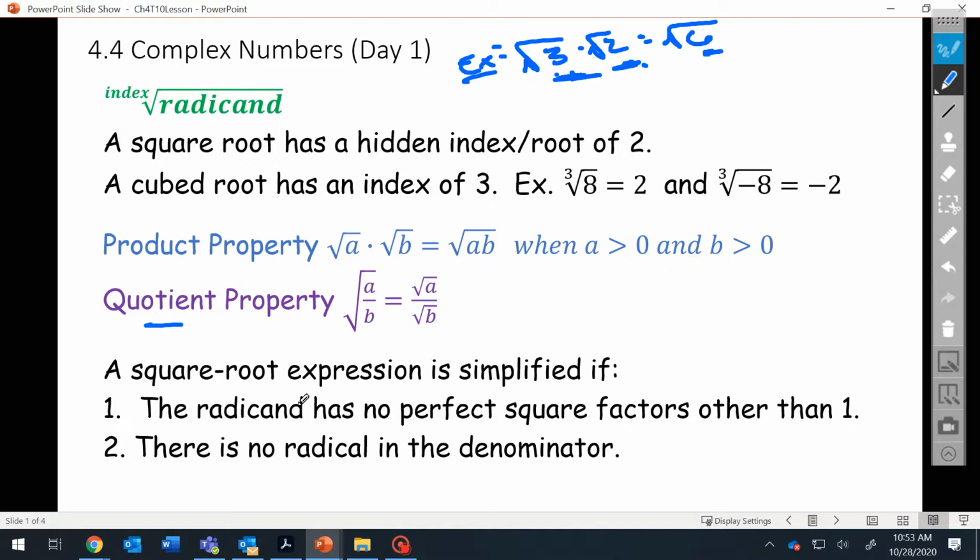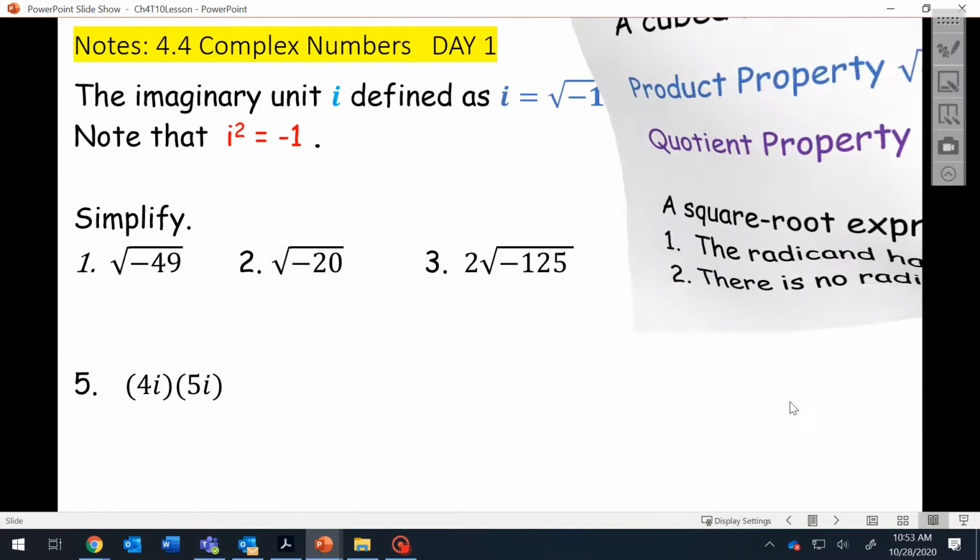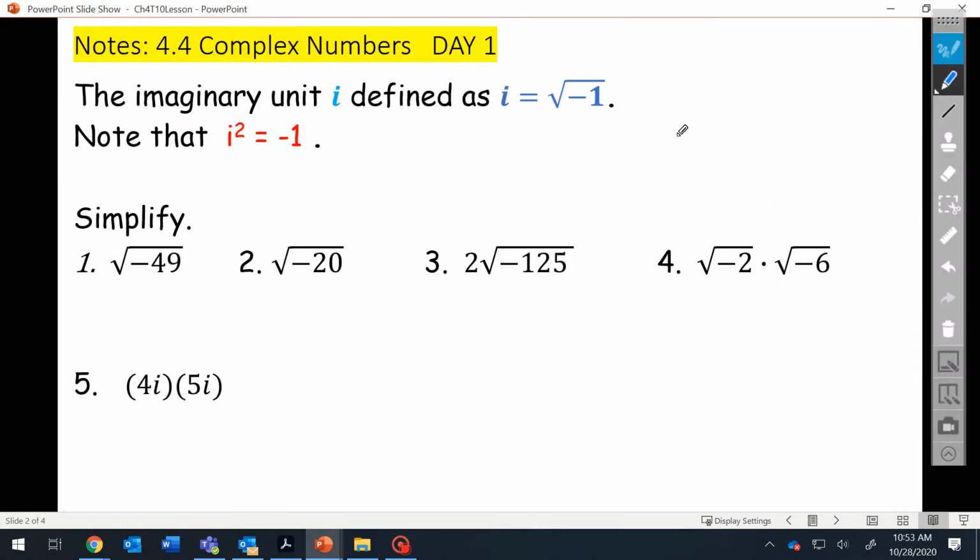Alright, we already looked at how to simplify radicals, but today we're going to look at how to simplify radicals that have a negative number underneath the radical. So when you take the square root of a negative number, we use the imaginary unit I to represent the square root of negative 1. Alright, I is equal to the square root of negative 1.